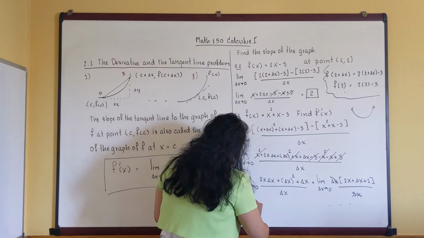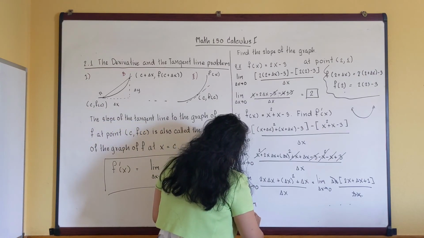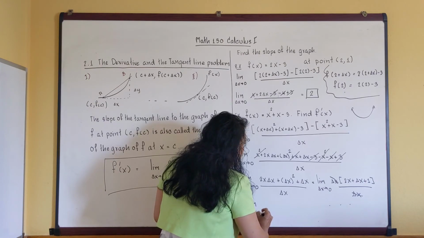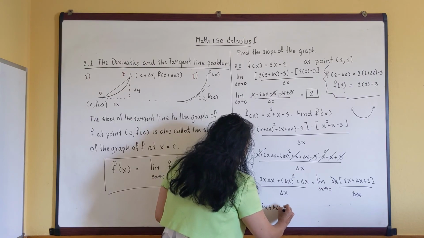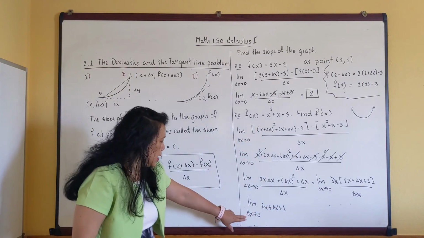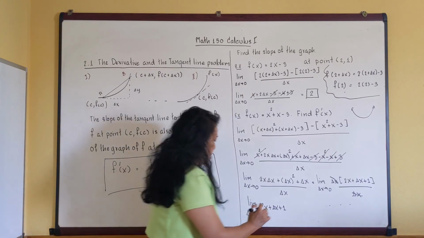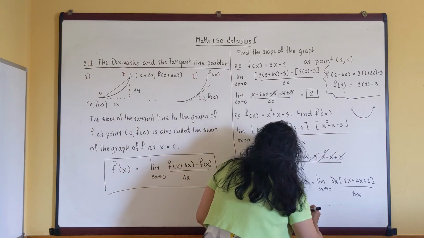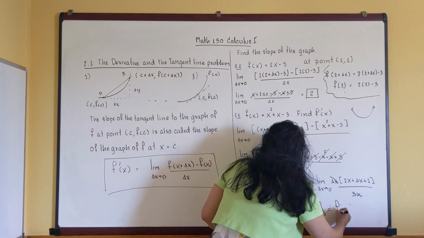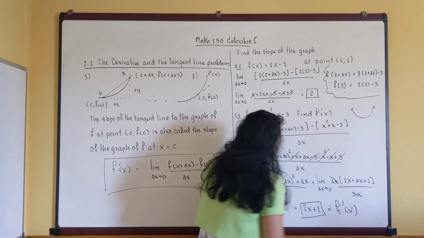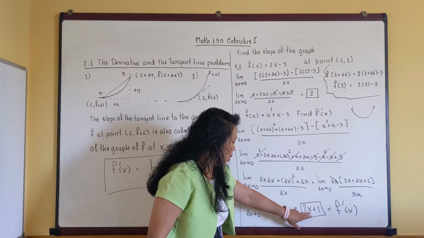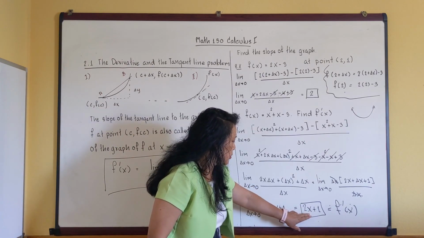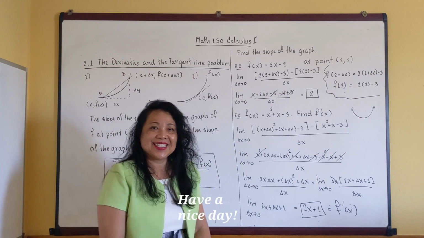I'm going to be left with the limit as delta x approaches 0 of 2x plus delta x plus 1. Now I can do direct substitution. As delta x approaches 0, the slope is 2x plus 1, or the derivative is 2x plus 1. So at different x, you would have a different derivative. When x equals 1, you're going to have 3. When x equals 2, you're going to have 5. All right? See you next section.